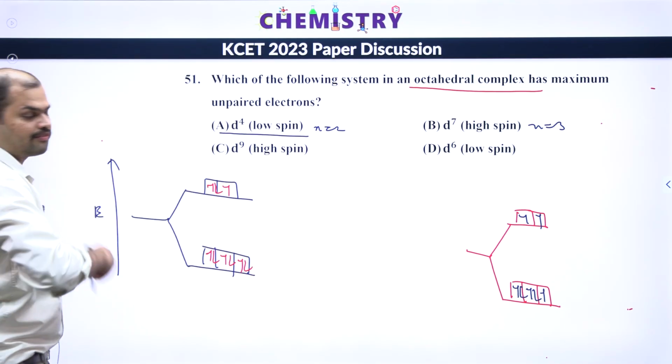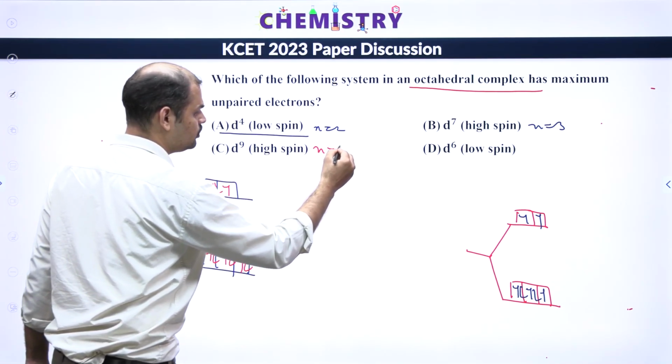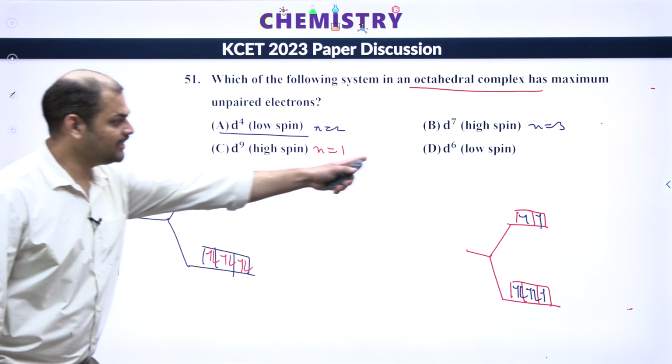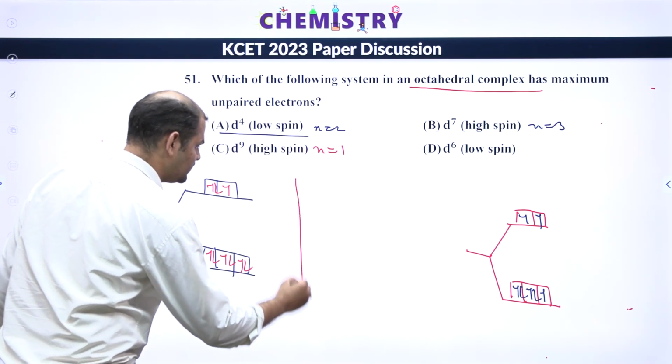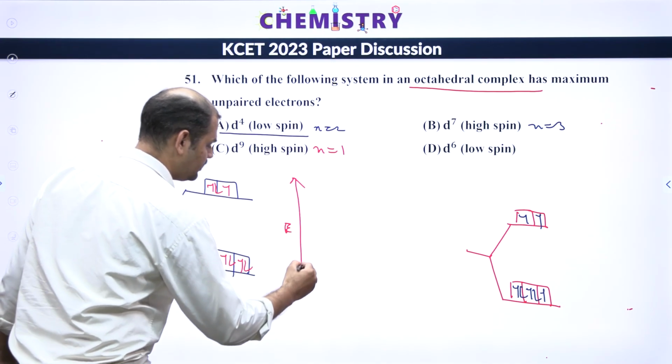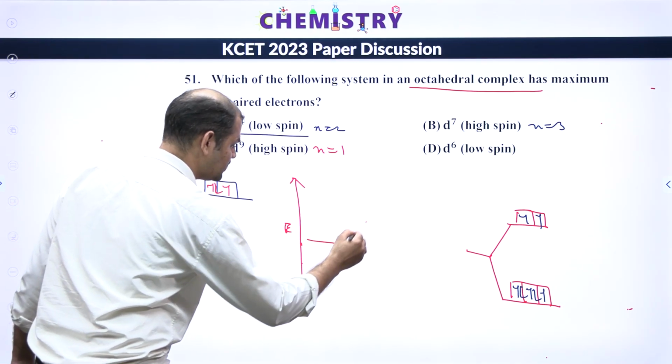So, only 1 electron is left. So, n value is equal to 1 over here. What about the D6 low spin? For this let us discuss. This is energy and the crystal field splitting, it will happen in this manner.